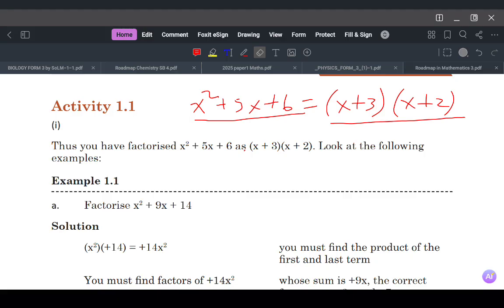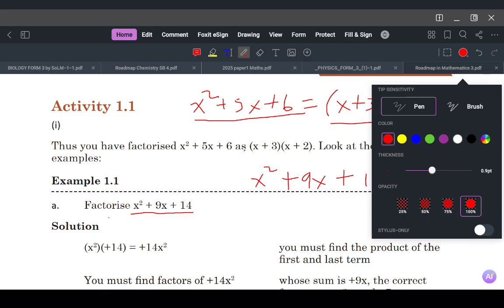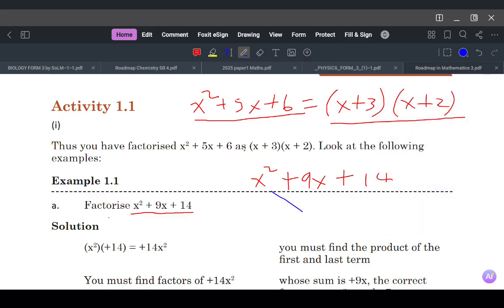All right, let's look at this other example where we are told to factorize x squared plus 9x plus 14. The process is the same. So we have x squared plus 9x plus 14. You take the first term and multiply by the last term. Multiplying these two will give you 14x squared.